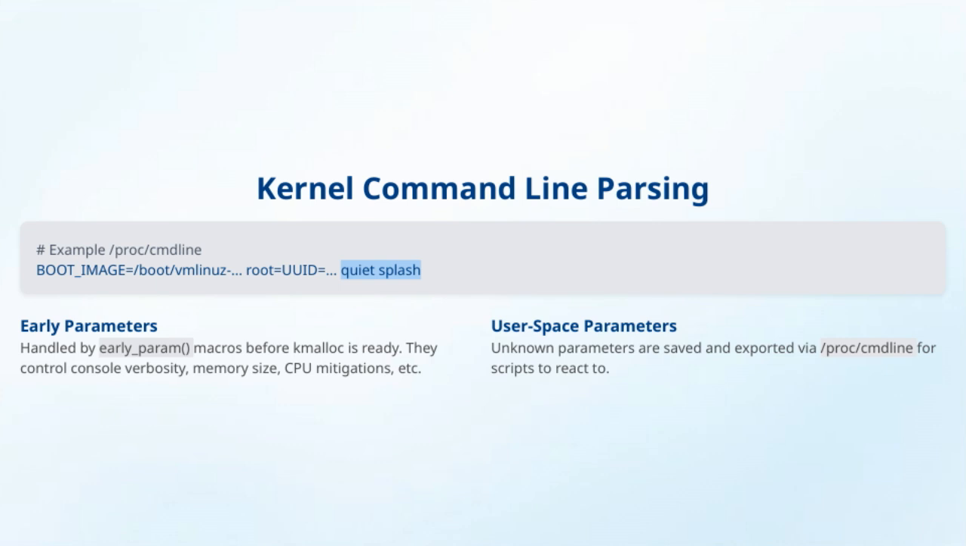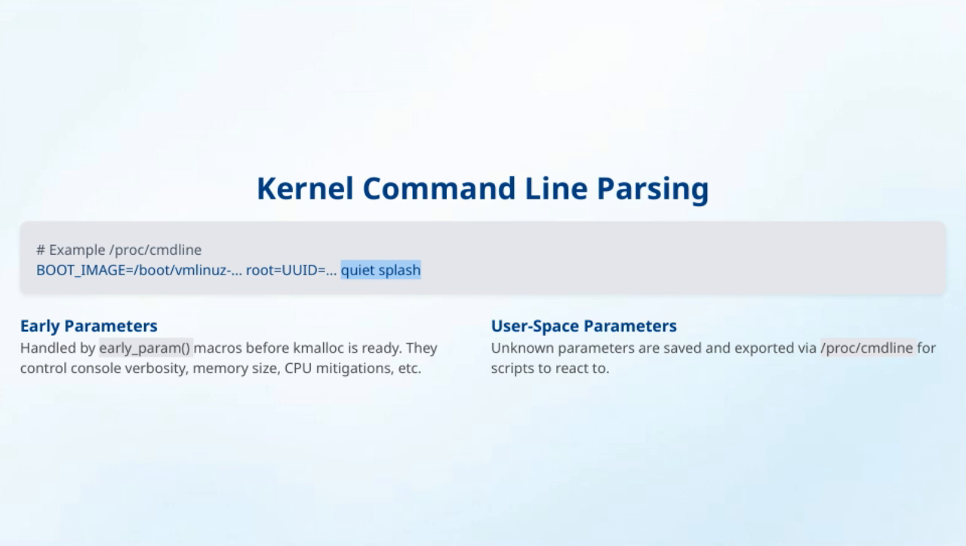Moving on, we have what are called user space parameters. These are managed by early_param macros, and what's important to understand is that they are processed even before kmalloc is ready. So, they're handled quite early in the boot sequence. These parameters are crucial because they control aspects like console verbosity, how much memory the system perceives it has, and even CPU mitigations. These are all things that need to be set up very early to ensure the system boots correctly and securely.